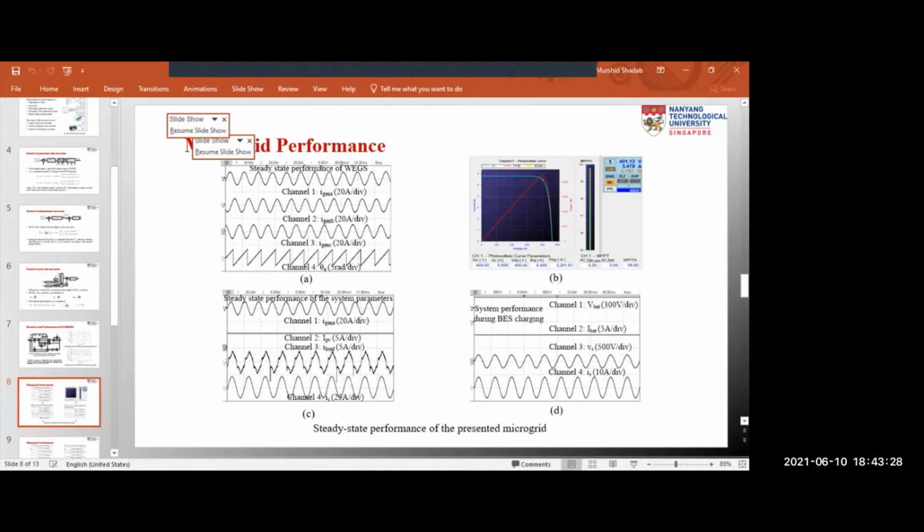The last, in D, is when the grid is charging the battery. In this condition, we can see that the battery current is negative, so it is being charged, and the voltage and grid current are in phase. So the grid is supplying to the battery, and no other renewable energy generation or load is connected at this moment.